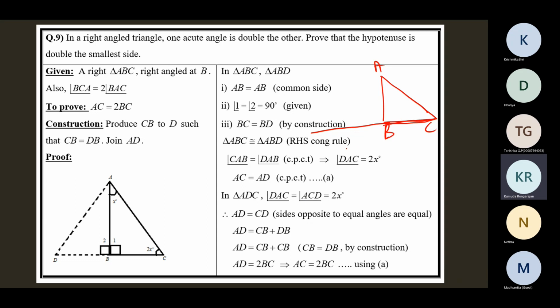It's not that there are different lines possible and I'm selecting this one. No. When you produce CB, it's always going to be like this. And we have to produce CB to a point D, such that CB is equal to DB. You can produce CB to any extent. But you produce CB to a point D such that this length, supposing this is say 4 centimeters, BD is also 4 centimeters. So CB is equal to DB.